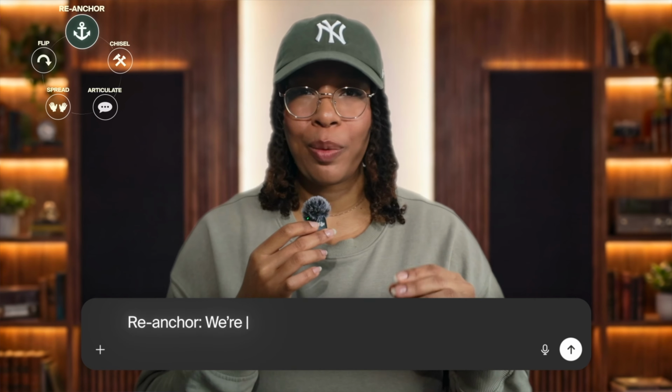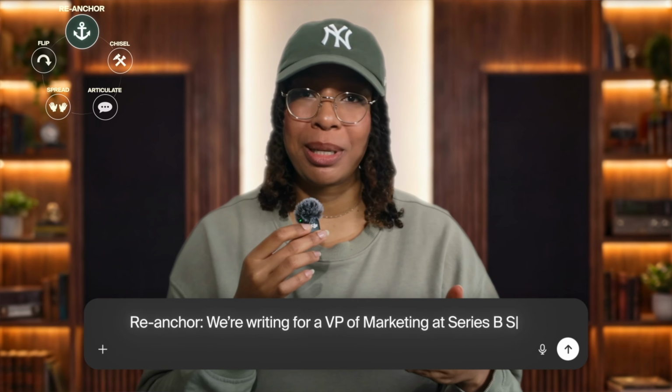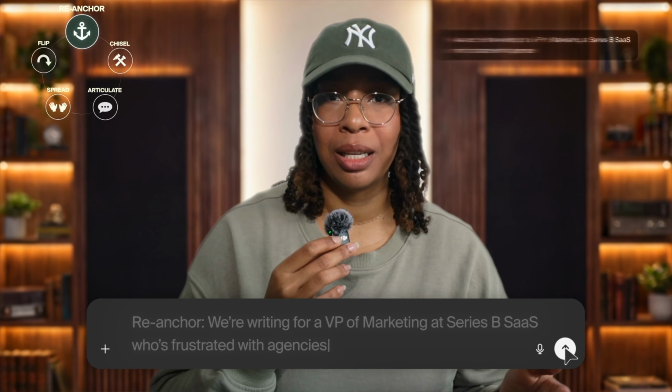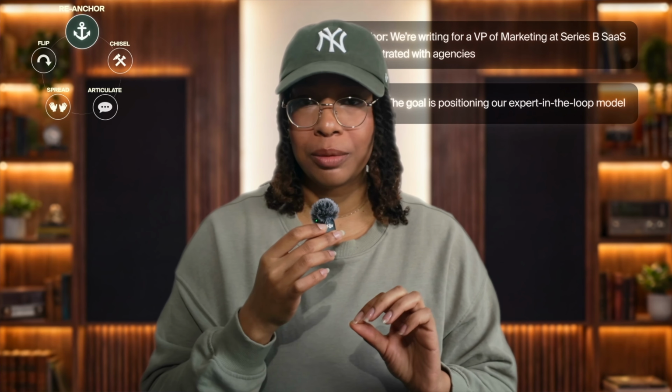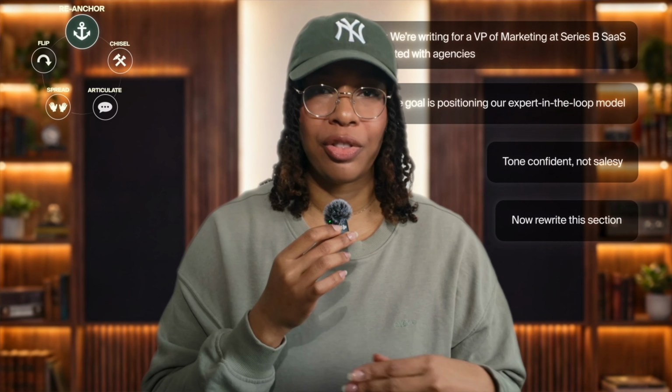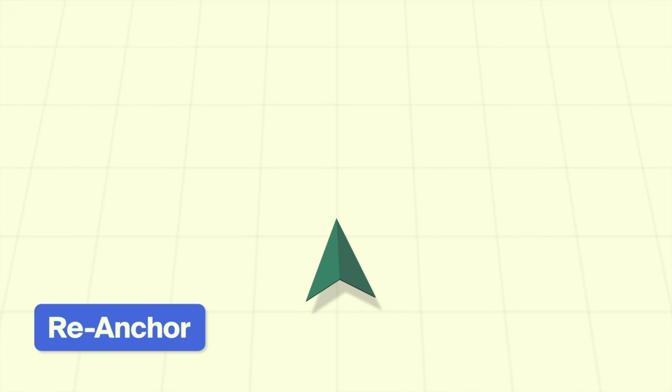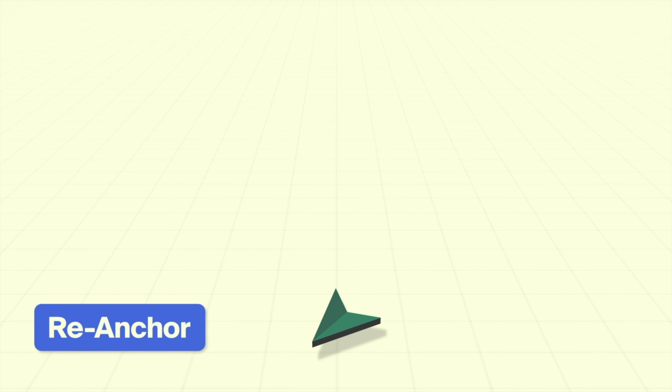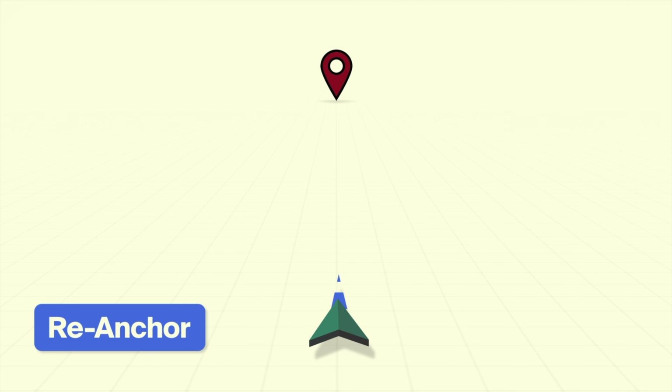Re-anchor resets context when you notice drift. After 8 to 10 turns, AI loses track of your goal. So you say, "Let's re-anchor. We're writing for a VP of marketing at a Series B SaaS who's frustrated with agencies. The goal is positioning our expert in the loop model. The tone is confident, not salesy. Now rewrite this section." This resets the context window. Think of it like GPS recalculation. You're not starting over, you're just sort of course correcting.